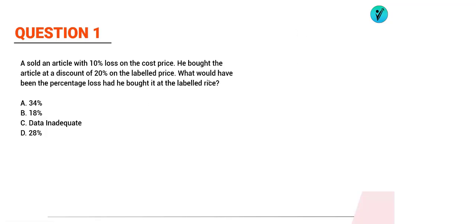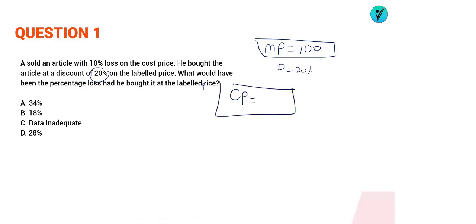So initially, let's assume that the label price, that means the mark price, is equal to 100 rupees. If the mark price is 100 rupees, then what will be his cost price? Because he has bought at a 20% discount. So a discount of 20% means his cost price was 20 rupees less than 100. That means he has bought it at 80 rupees. And he's selling at a 10% loss. So there is a loss of 10%, that means 10% of 80 will be equal to how much? 8 rupees loss.